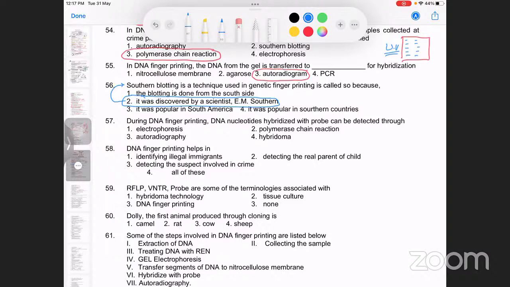Southern blotting is generally used in identifying different proteins extracted from organisms like HIV. Diagnosis of acquired immunodeficiency syndrome is done with the help of Southern blotting used in genetic fingerprinting. Then, during DNA fingerprinting, DNA nucleotides hybridized with a probe can be detected through electrophoresis, polymerase chain reaction, hybridoma, that is autoradiography.